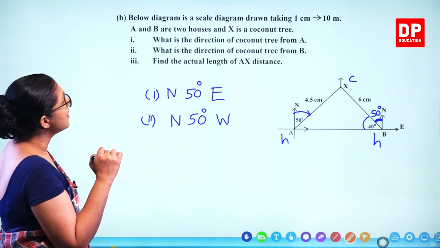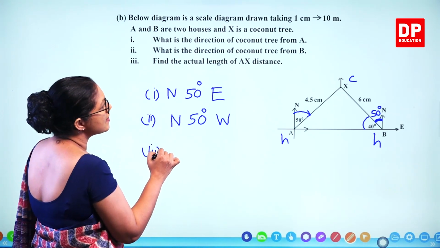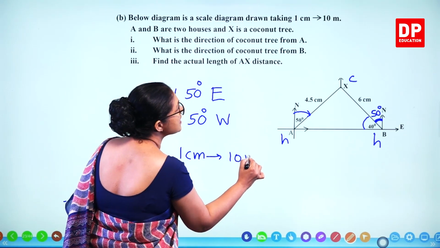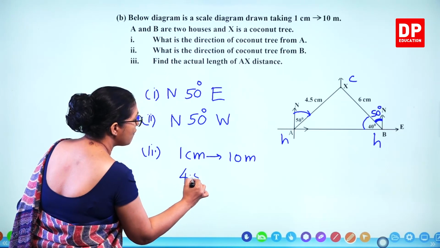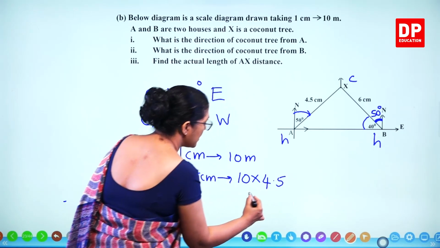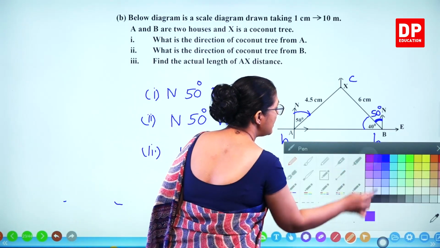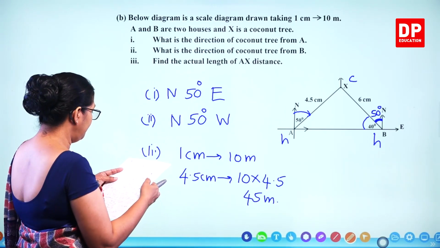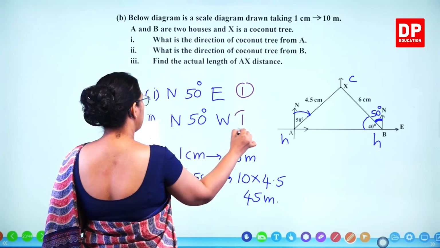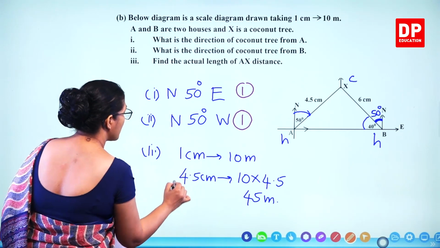And then find the actual length of AX using the scale. 1 centimeter represent 10 meters. So the length is 4.5 centimeters. You just multiply by 10. So what you get? That means 45 meters is the actual length. So you are getting 1 mark here each and 2 marks for this part.